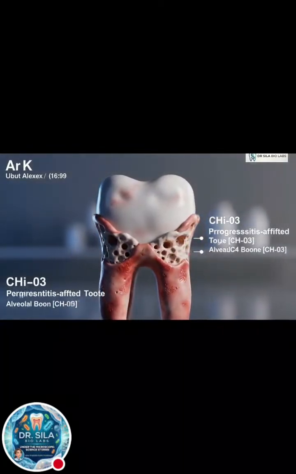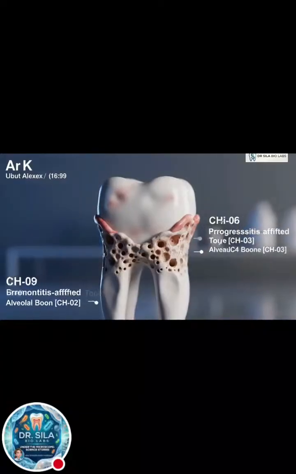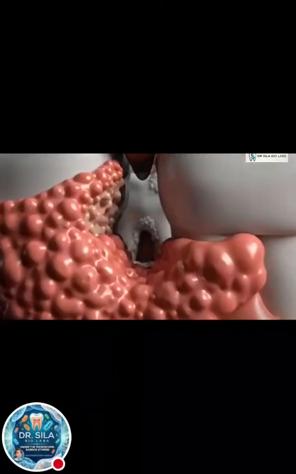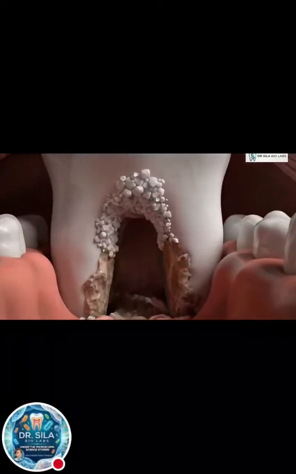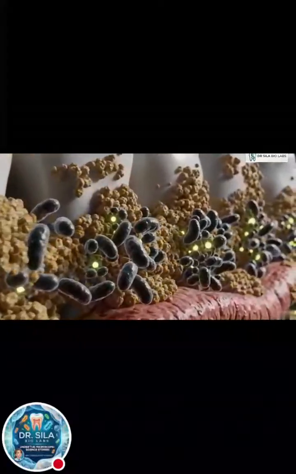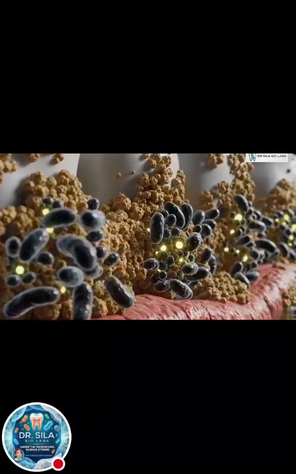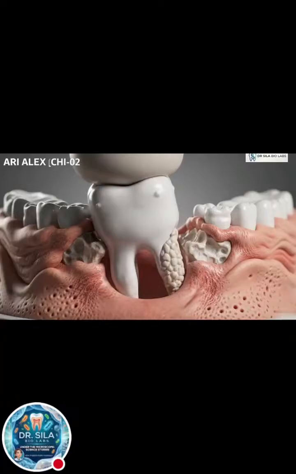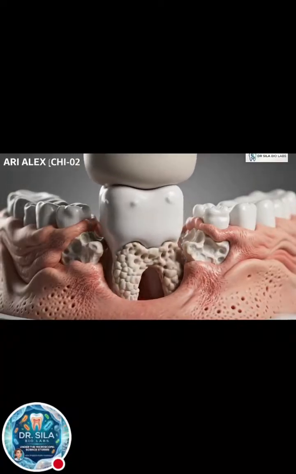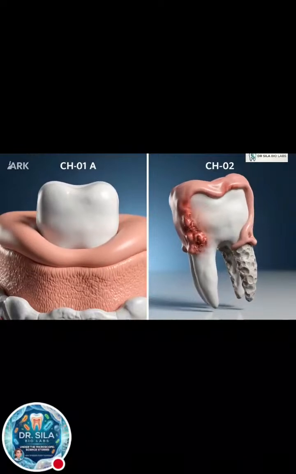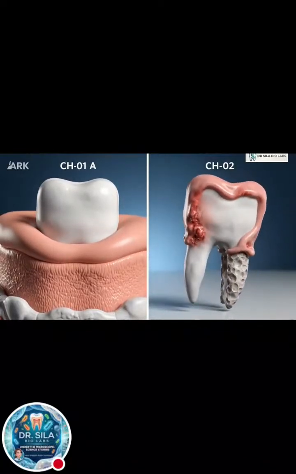Bone loss often develops slowly over months or even years. At the same time, periodontal pockets usually become deeper. This allows bacteria and calculus to spread farther beneath the gums. As supporting structures are lost, the tooth may begin to feel less stable. The greater the bone loss, the greater the risk of tooth mobility.